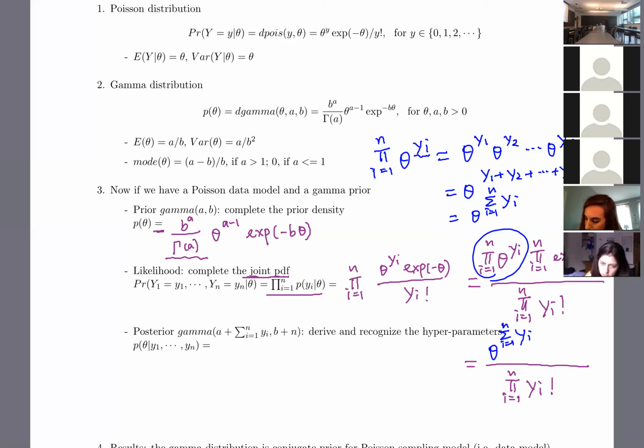Grant, did you have a question? Mm-hmm. Yeah, no, I'll wait for a second. Oh, okay, cool. And the second one, what about the second one? Yeah, we'll just be moving it into the exponent, okay?